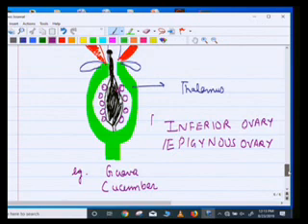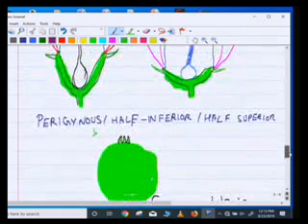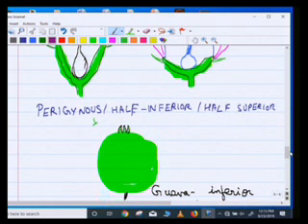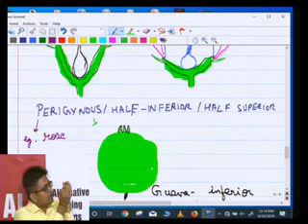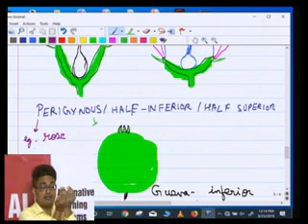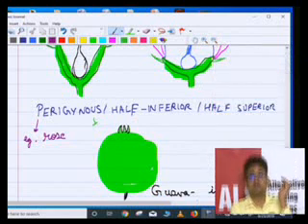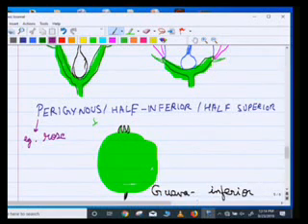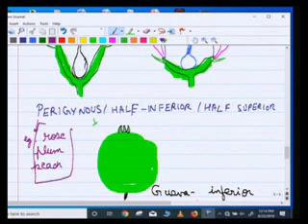In the perigynous, half inferior ovary condition, a very good example is rose. In rose, the petals form a cup-like condition. In perigynous, a cup-like structure is being formed. Rose, plum, and peach are examples of perigynous or half inferior ovary condition.